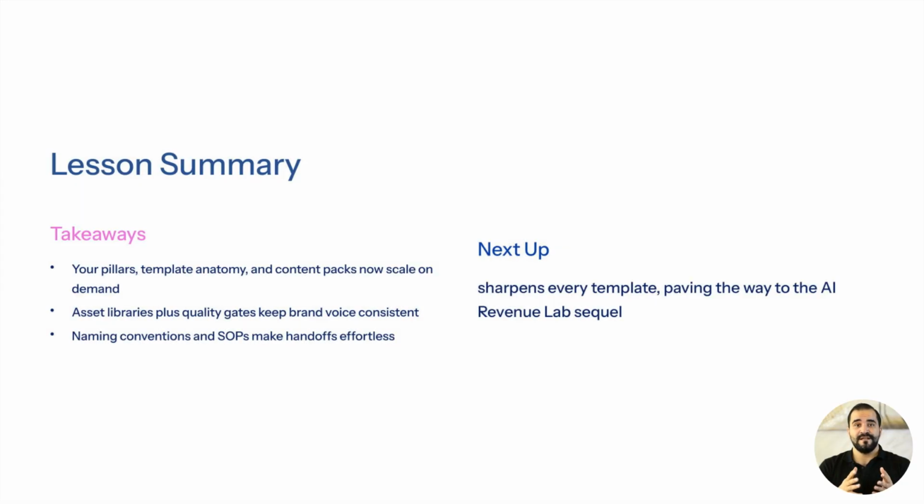Once the pillars, template structure, and content packs snap into place, everything starts feeling easier, like you finally stopped rebuilding the same assets over and over. The library you've built, along with consistent naming, keeps the voice and CTAs aligned even when different collaborators jump in. There's a real sense of relief when the SOPs and quick Loom walkthroughs handle the handoffs for you. That's the moment you can actually feel your system scaling. As you look ahead, the next lesson is to evolve these templates into smarter, more adaptive tools that work even harder for you.